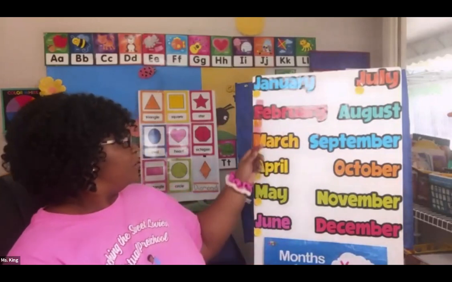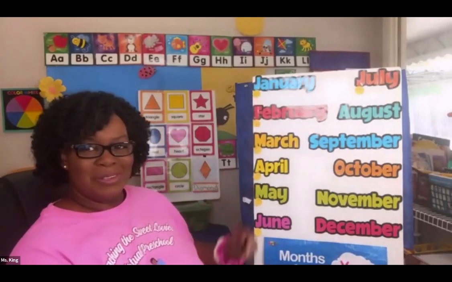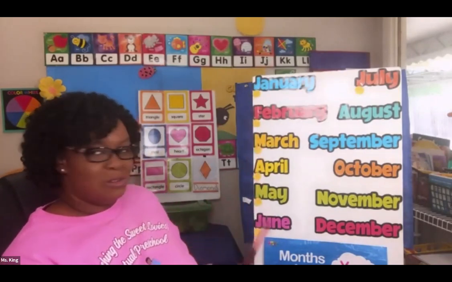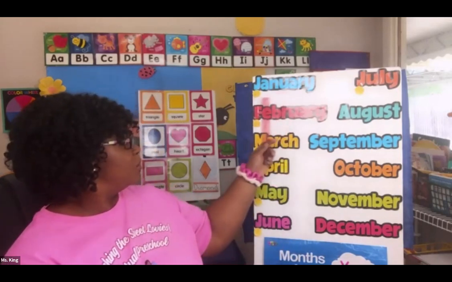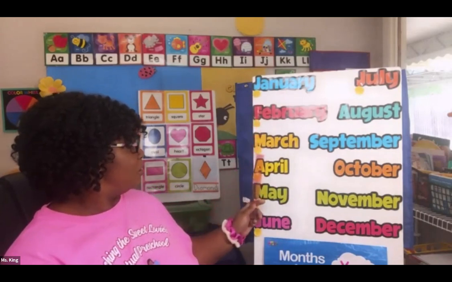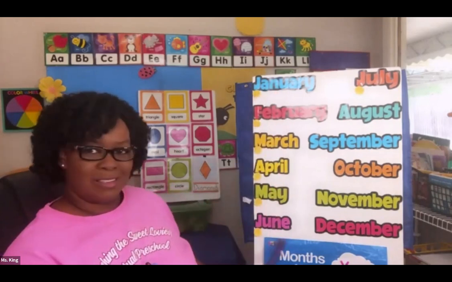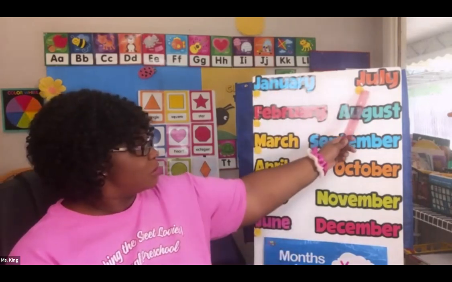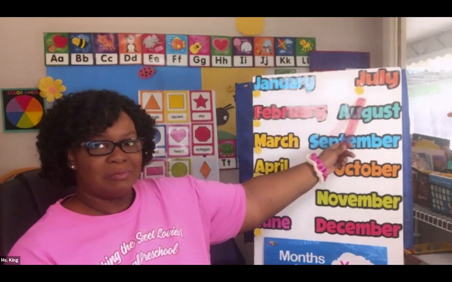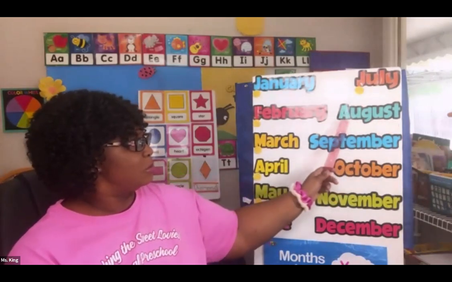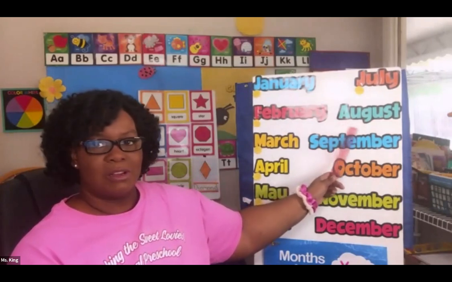All right. We have our little yellow circles on our month board. What do the yellow circles mean? Those are months that we have already gone through. So we went through January, February, March, April, May, June, and last month was July. This month is what? No yellow sticky. We are in the month of August.